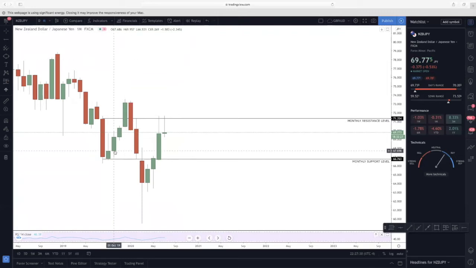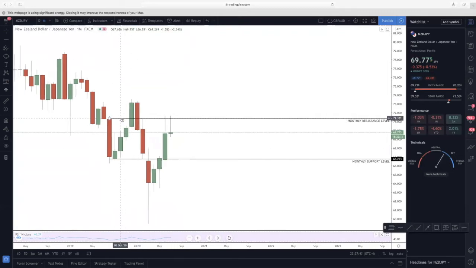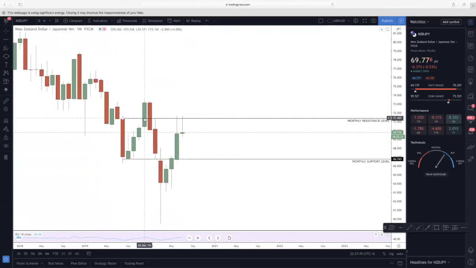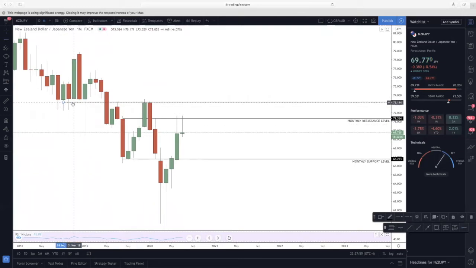All right, so like I was saying, when we see this monthly resistance level, we can see that we had a monthly close above this resistance level at 71,354. However, when we got up to over here or so, we had reached another level of resistance around the 73,170 area, right?